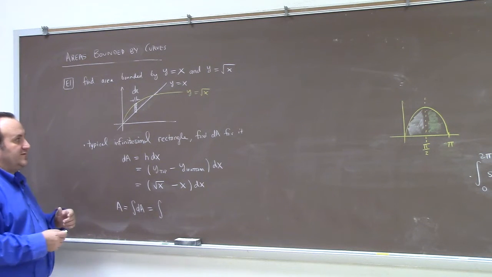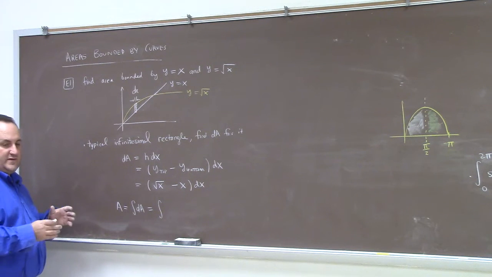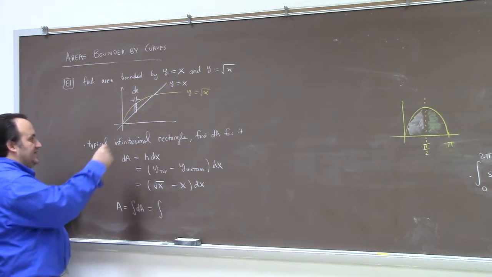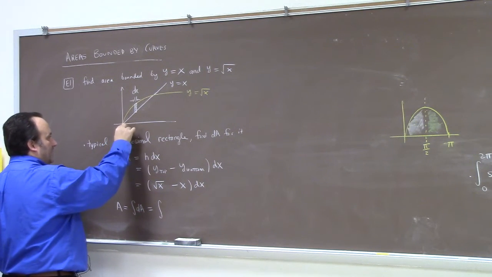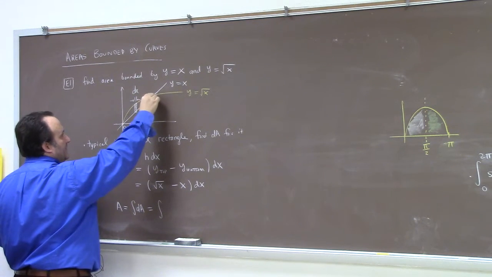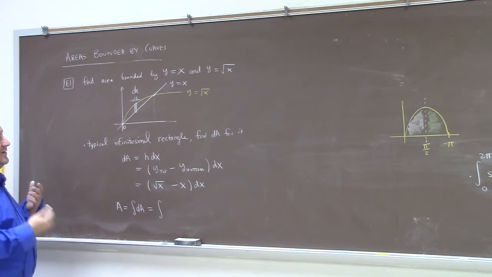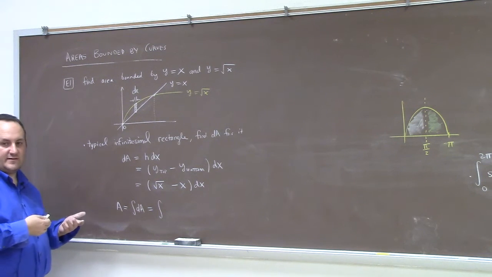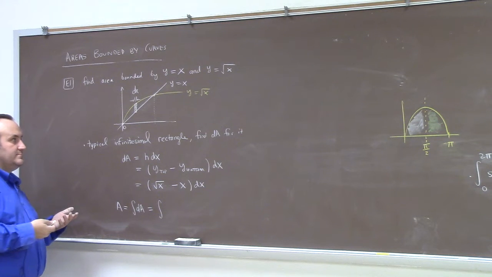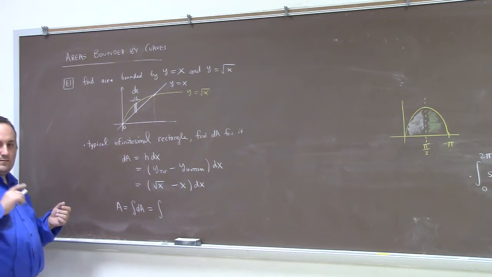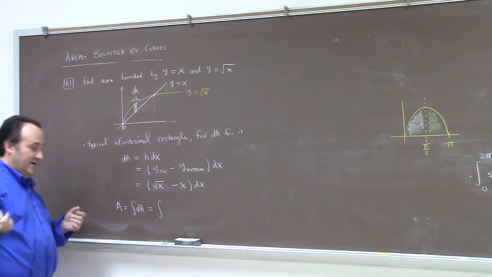What's the appropriate region of x? The question is, where is the area? I'll do the easy part. It starts at 0, right? What's this point of intersection up here? Where do the graphs y equals x and y equals square root of x intersect? That would be where x equals square root of x.